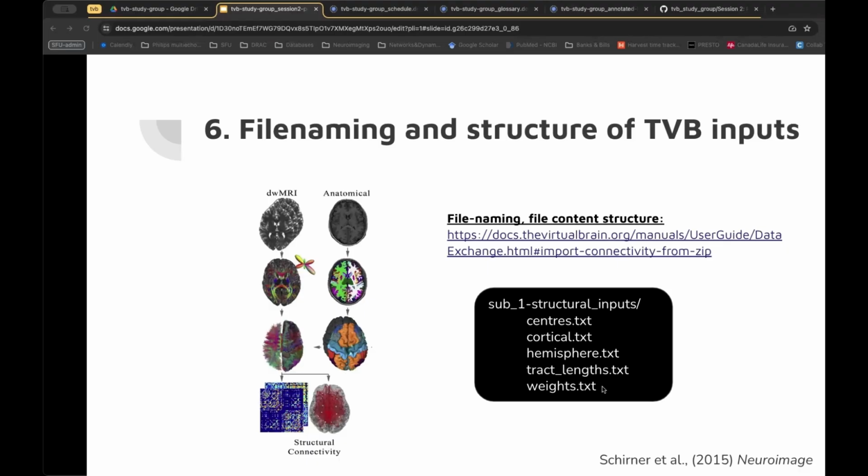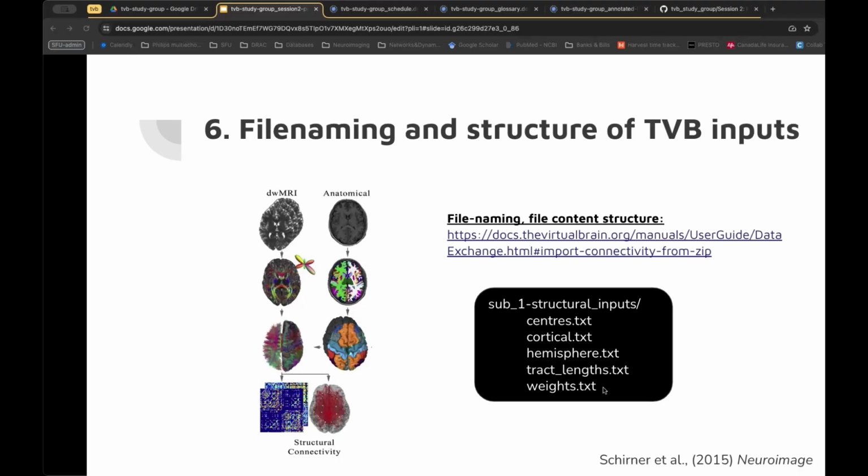Centers.txt describes the locations of the regions of interest in coordinate space. Cortical lists out the ROIs and describes whether it is cortical or a subcortical structure. Hemisphere lets you describe whether it is left hemisphere or right hemisphere. Track lengths lets you describe the track lengths. A lot of these are optional. Weights.txt is very much the most important one.